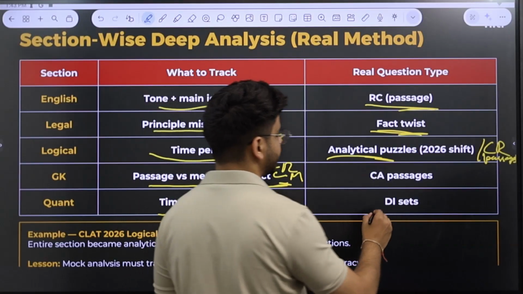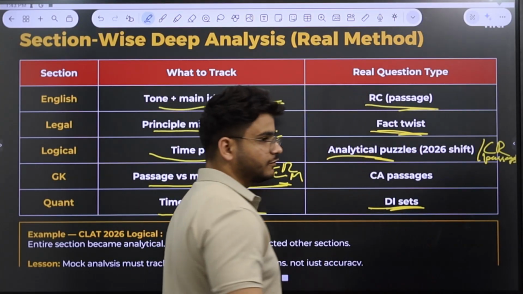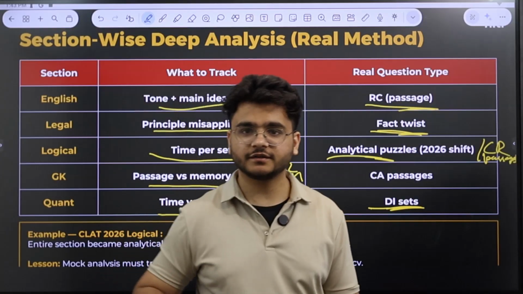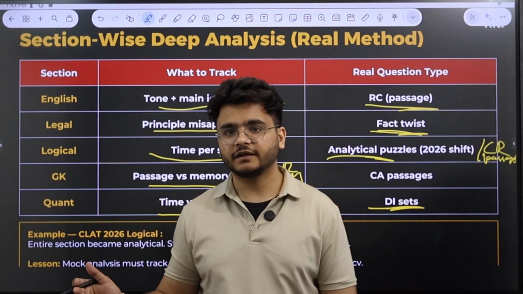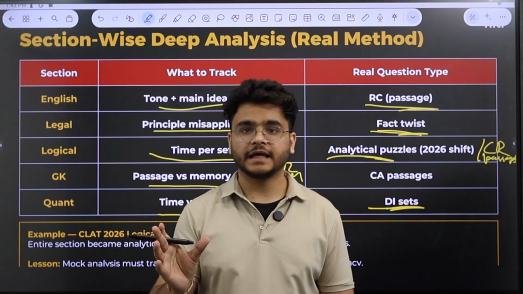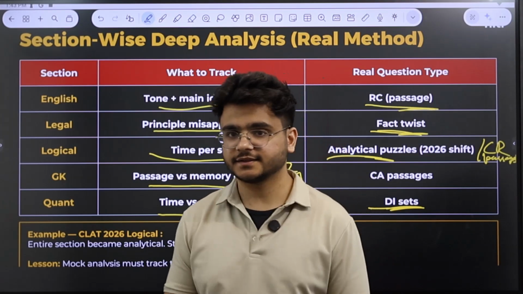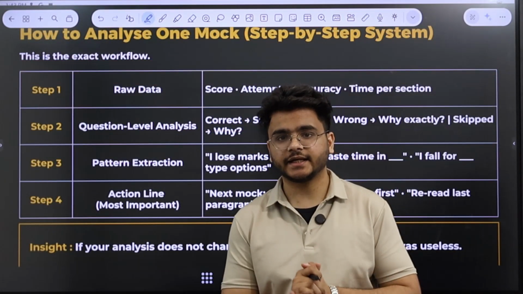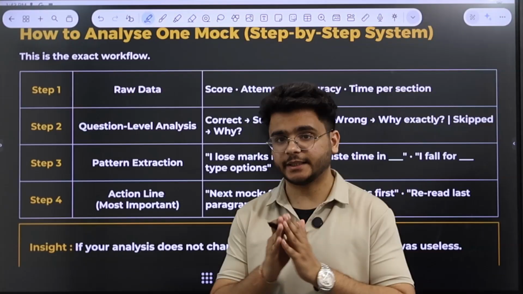Of course, the real question type is DI sets. So, I would suggest you to first attempt 20-30 questions on a beginner level basis, just attempt one liners and then go on to the DI sets. So let's just understand how to analyze a mock step by step.